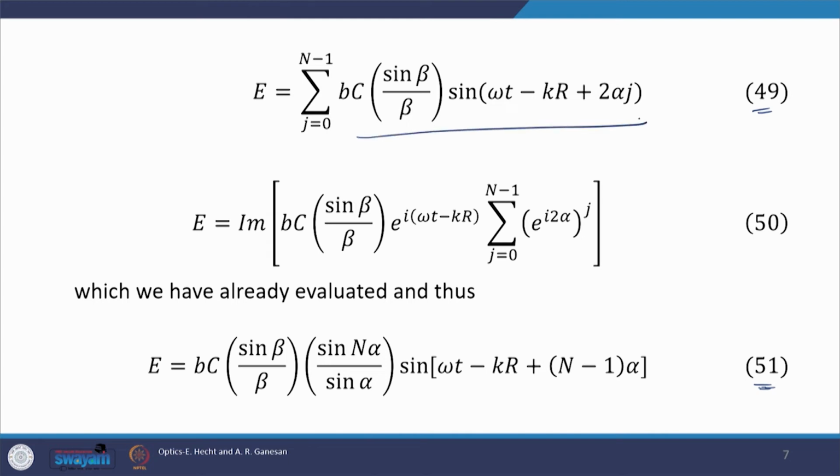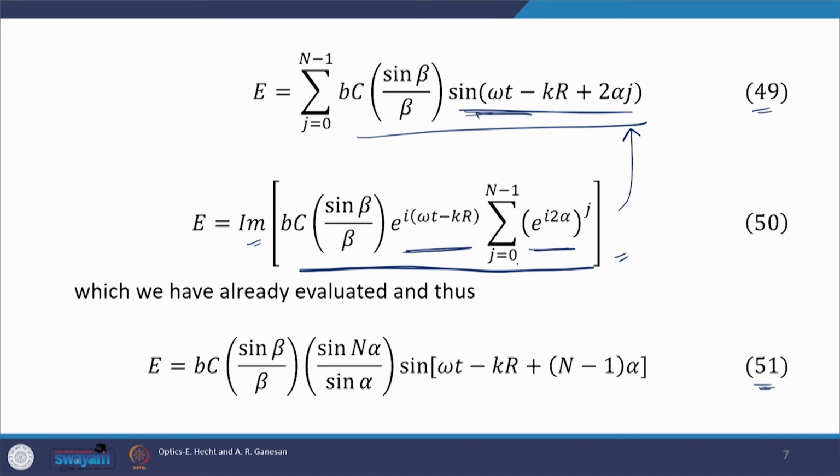Now, you see that it is a sine function here. We can also express it in the form of complex representation. In complex representation, the imaginary part of this expression will give us sine, because e to the power i theta is equal to cos theta plus i sin theta, and sine is coming with iota i. Therefore, the imaginary part of this complex representation will give us back equation number 49, which has the sine function.